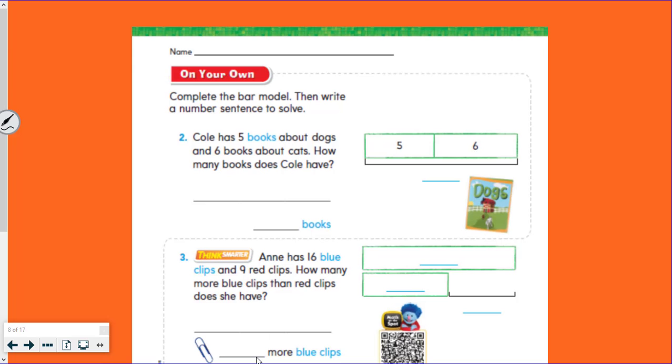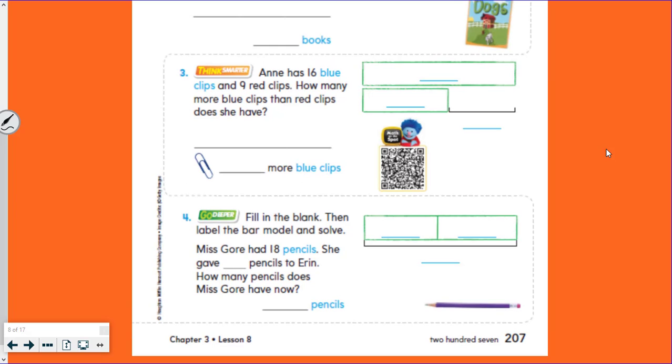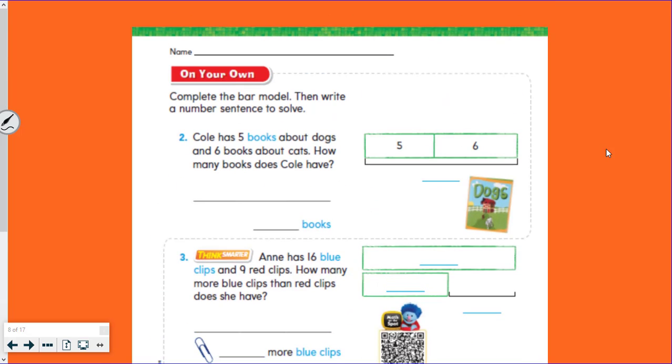All right, so I am on page 207. And we're going to work through, how about just this one, number 2. We'll work through number 2 together. So Cole has 5 books about dogs and 6 books about cats. How many books does Cole have? So go ahead and pause your video, work this out, and then we'll check it together.